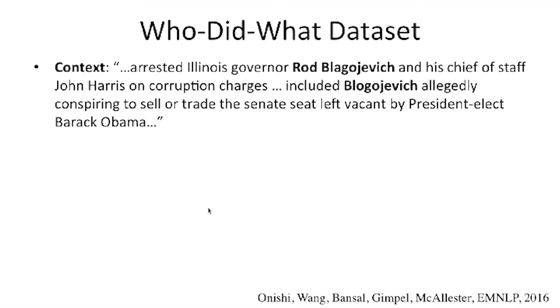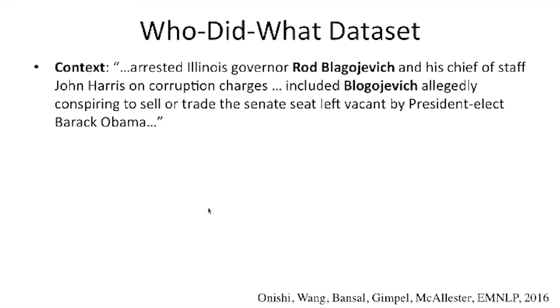But this is an example where it talks about arrested Illinois Governor Rob Blagojevich and his chief of staff John Harris on corruption charges and so forth, included Blagojevich allegedly conspiring to sell or trade the Senate seat left vacant by President-elect Barack Obama. I don't know if you remember, in the US in 2008, there was a big scandal where Rob Blagojevich was doing some shady stuff in order to sell Obama's seat in the Senate.